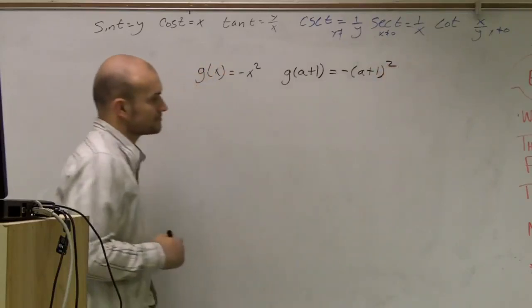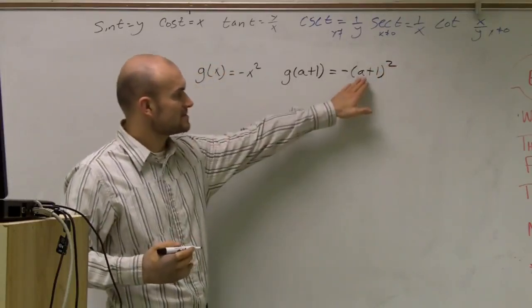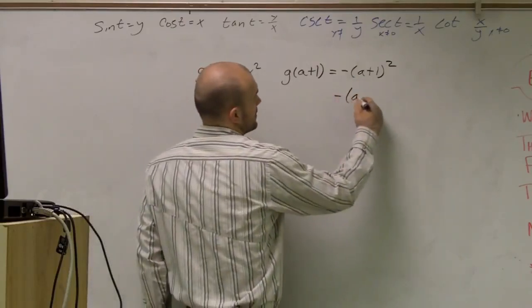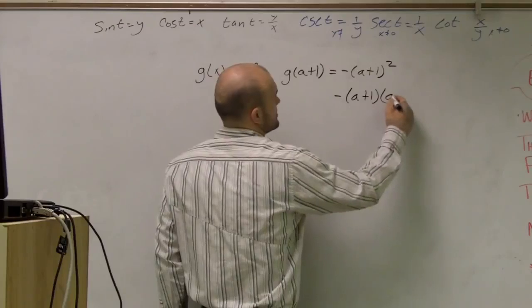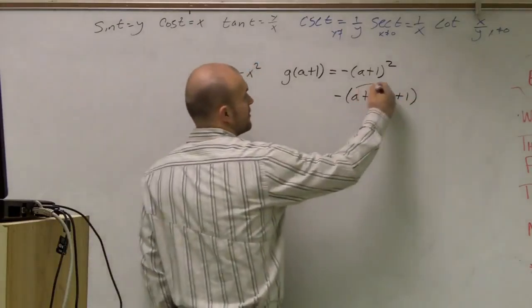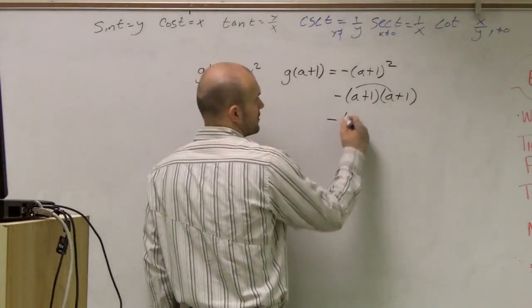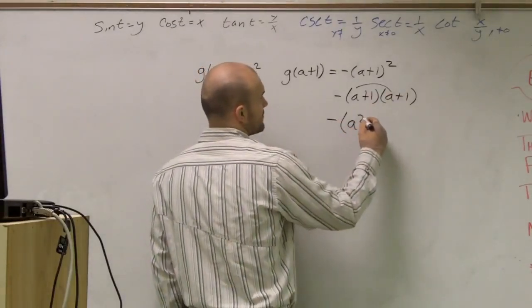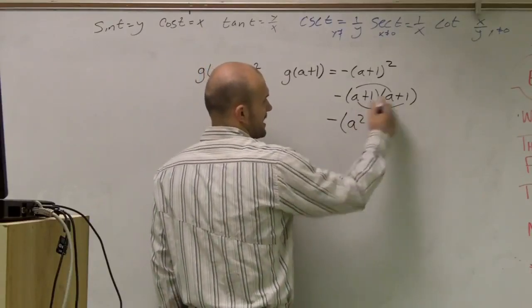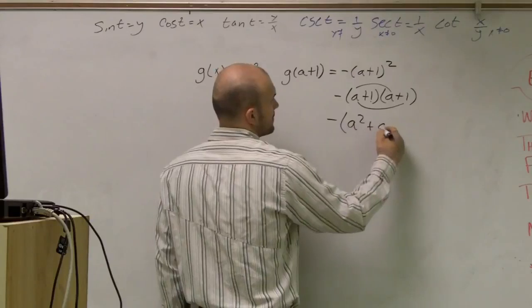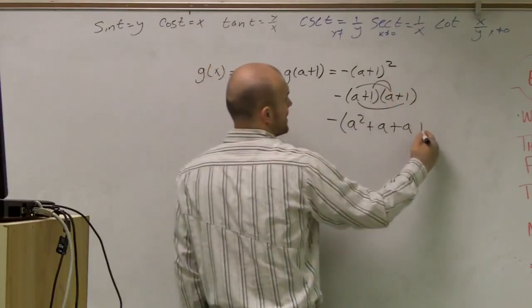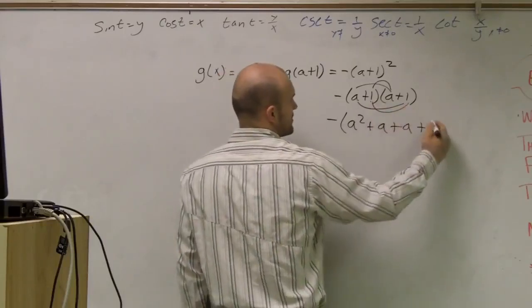squared. And here, this represents a plus 1 squared, so I have negative a plus 1 times a plus 1. Then, using my FOIL technique, I multiply the front two terms, which gives me a squared first. Then I multiply the outer terms, which gives me a times 1, which is a. My inner terms again give me a. And then 1 times 1, my last terms, gives me 1.